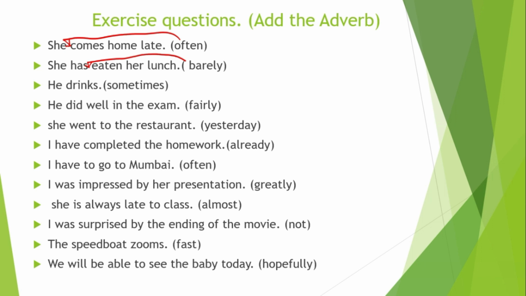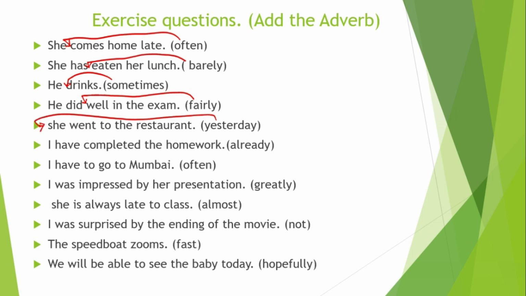Okay. He drinks. And the word is sometimes. So he sometimes drinks. So how often? Sometimes. He did well in the exam. So how did he do? He did fairly well in the exam. She went to the restaurant. So when did she go to the restaurant? Yesterday. You have to add the adverb yesterday. So yesterday she went to the restaurant.